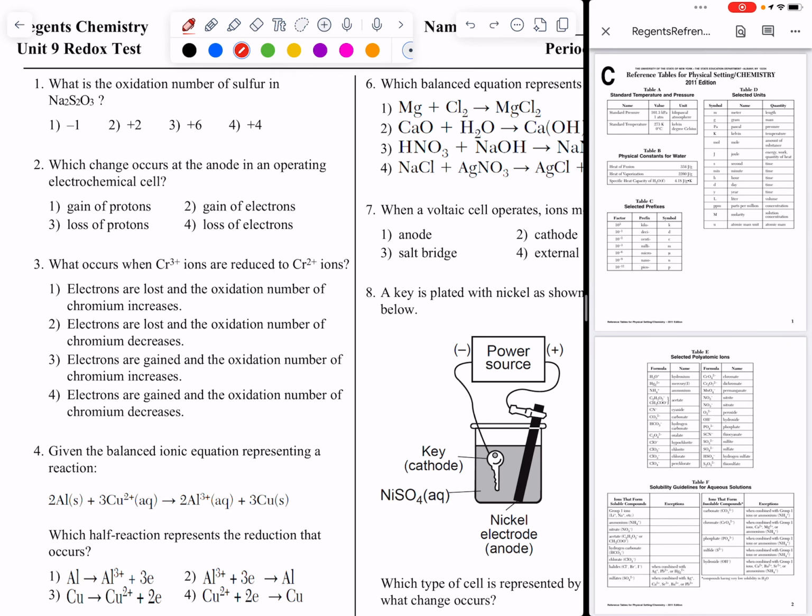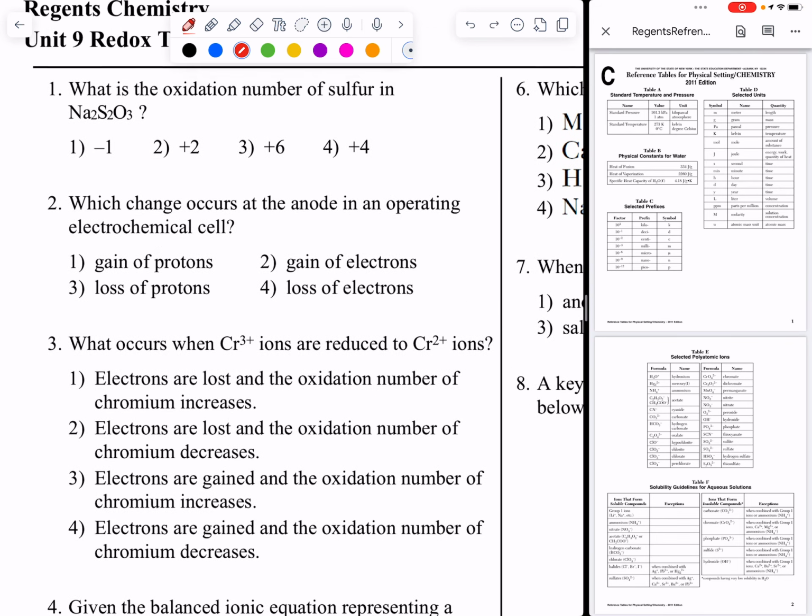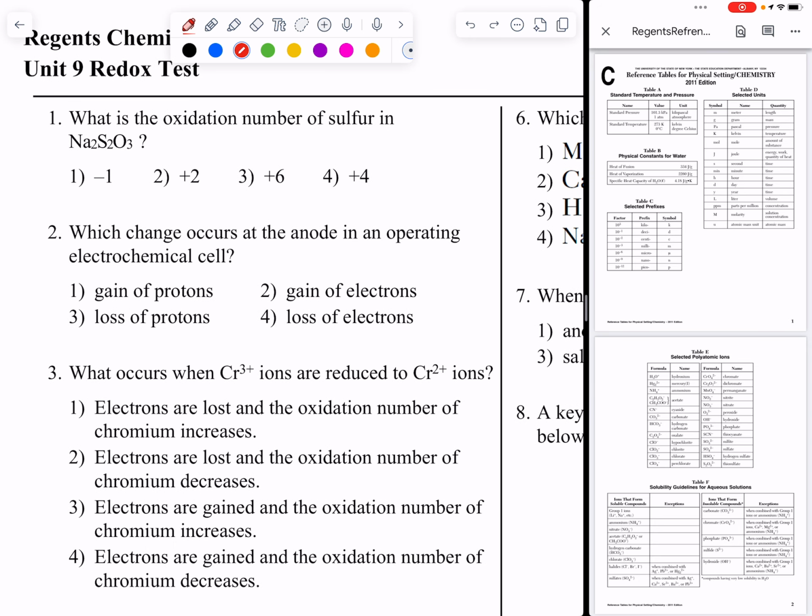I'm just going to be going over our redox test. Hopefully this helps you. Alright, so number 1, what is the oxidation number of sulfur in Na2S2O3?